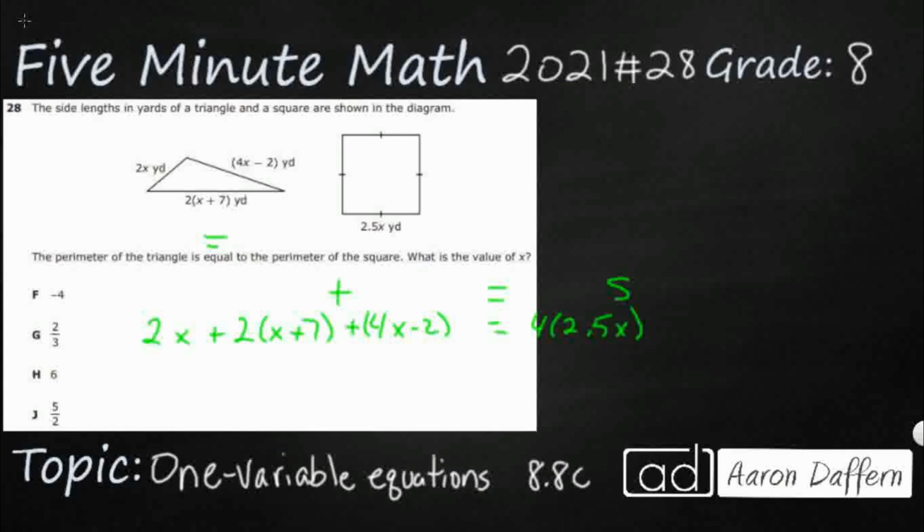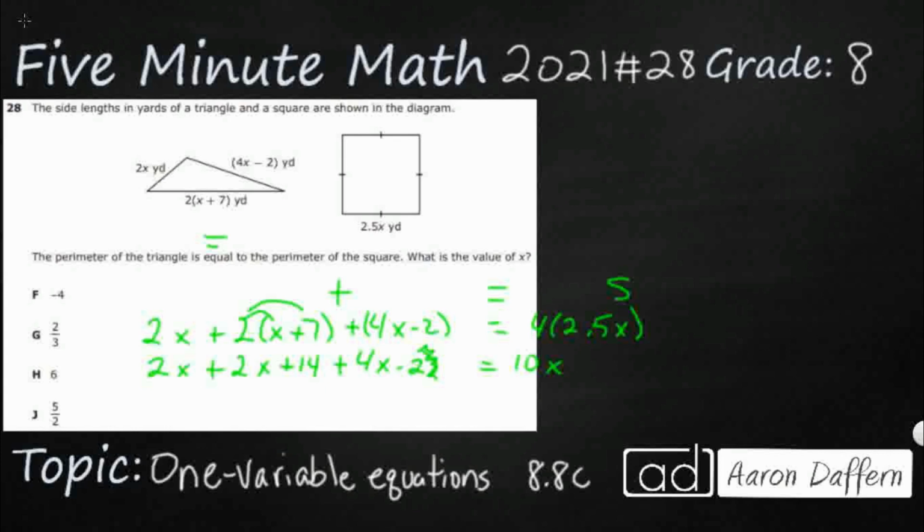There's a lot of x's, but there's only one variable, and it happens to be on both sides of the equation. So let's start simplifying. All right, so we are going to factor out this 2 times the x and then 2 times the 7. So it's going to be 2x plus 2 times 7 is 14. So 2 parentheses x plus 7 is really just 2x plus 14. I'm going to take my parentheses off. It's plus 4x minus 2. We could just take that off. And then 4 times 2.5 is 10. All right, so 10x.